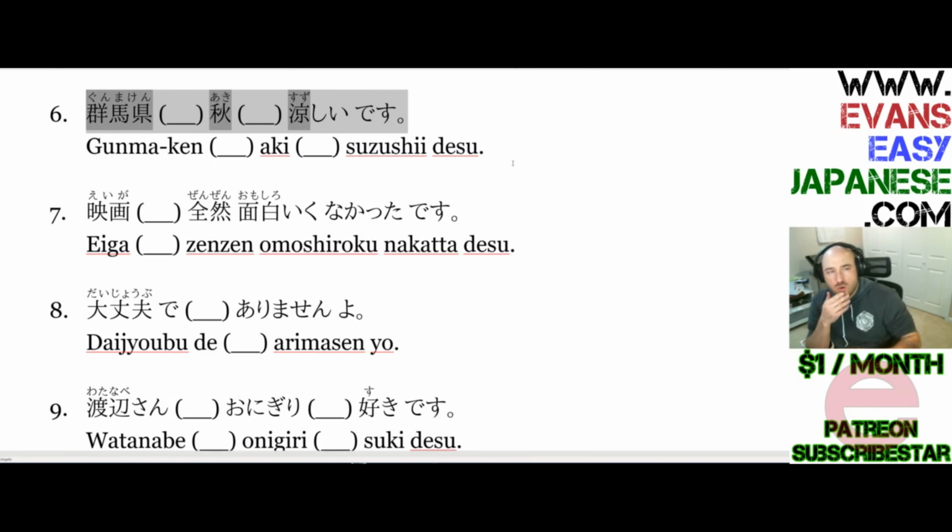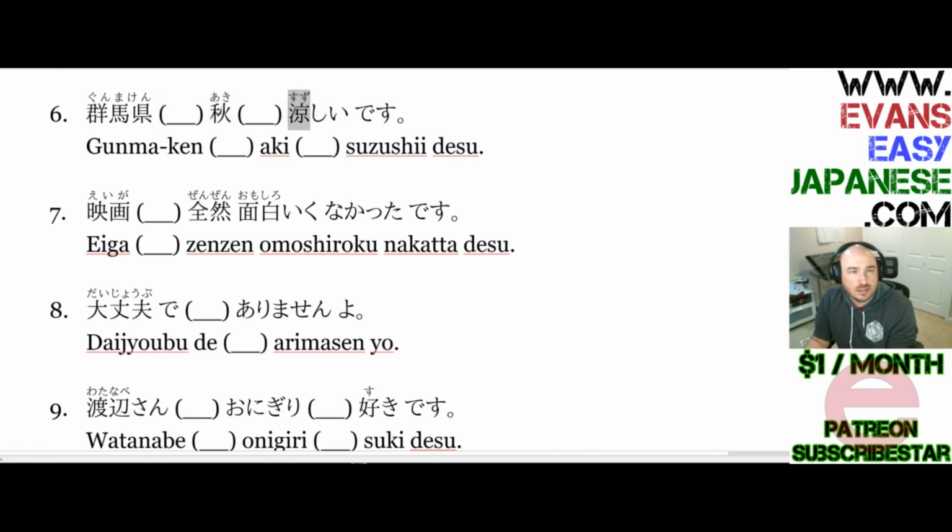Like, because the location is Gunma. Yeah, that's why I answered, because there's so many that I thought could go in there. But if you think about it, aki doesn't really exist inside of Gunma or anything like that. That's true. Okay. So Gunma ken wa aki ga suzushi desu. And I wanted to include that sentence because it emphasizes the difference between wa and ga.